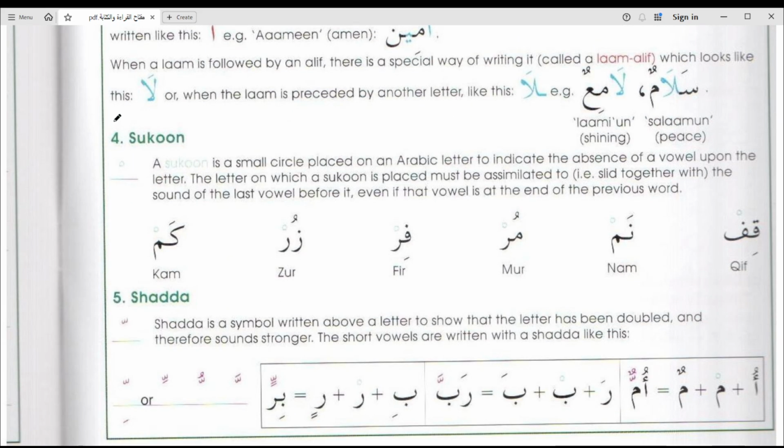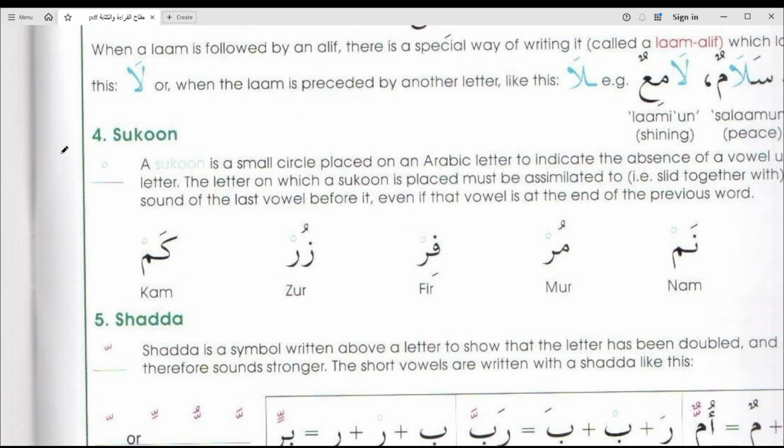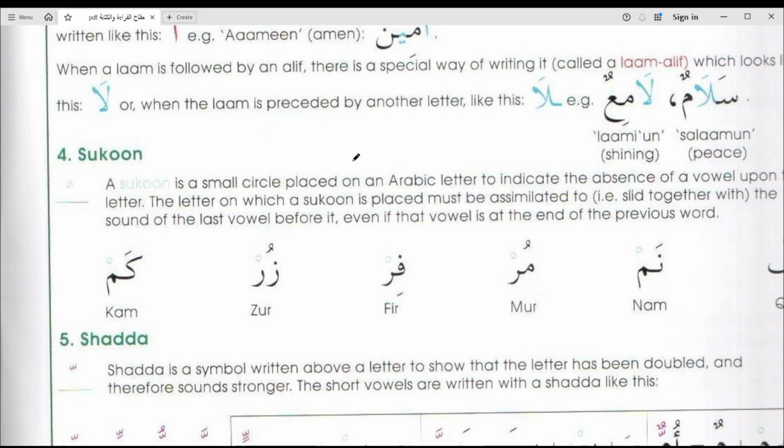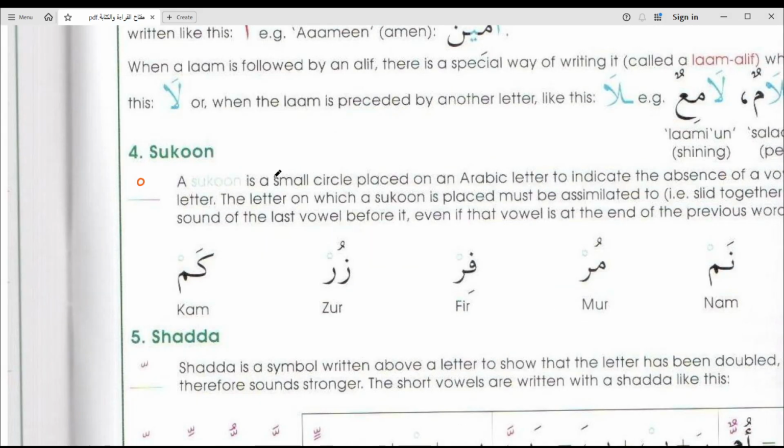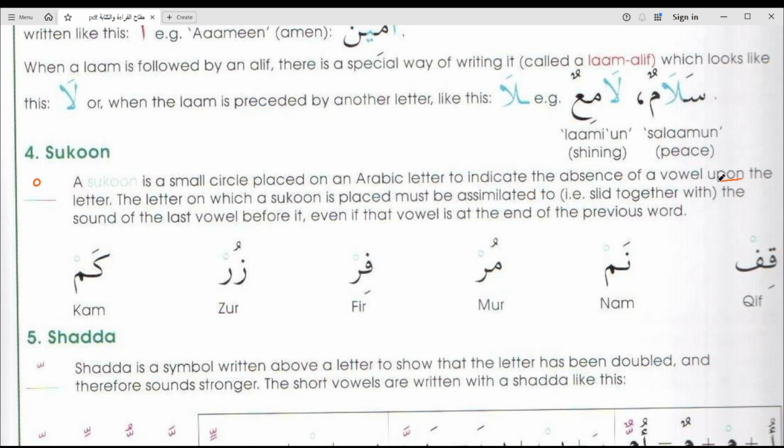Now we are going to talk about sukun. Sukun is one of the easiest but one of the most challenging parts of the Arabic language for beginner students, because they see sukun as something that they don't understand, and I saw that in a lot of my students. So I explained it to them and it was much easier. A sukun is a small circle placed on the Arabic letter to indicate the absence of a vowel. Absence of a vowel means there is no fatha, no damma, no kasra.